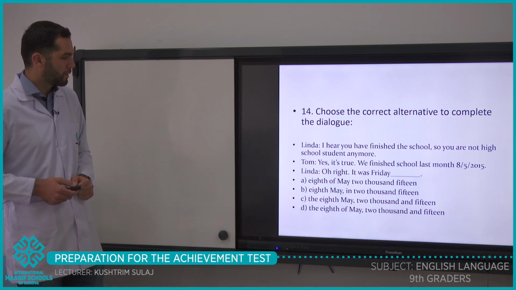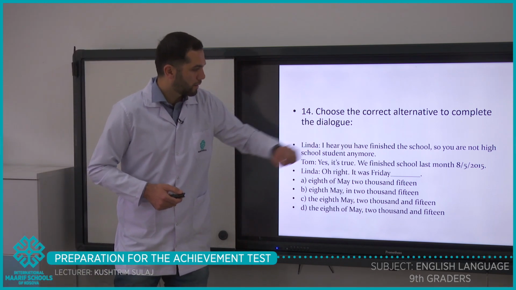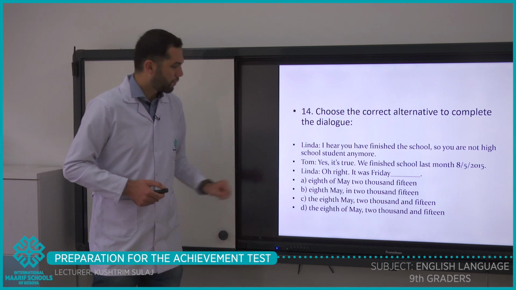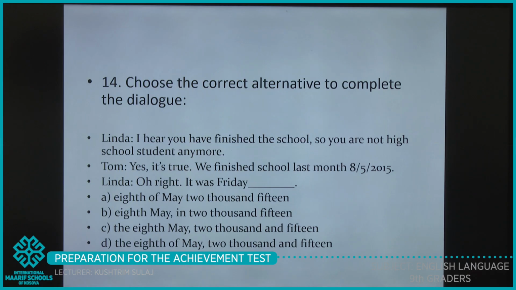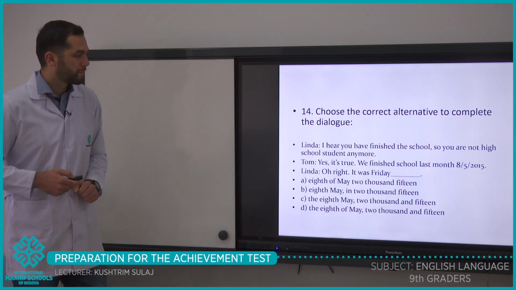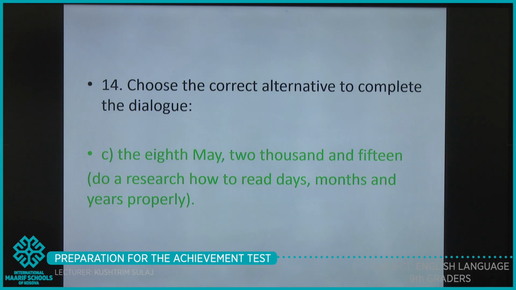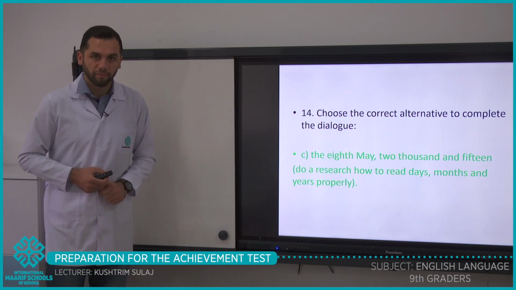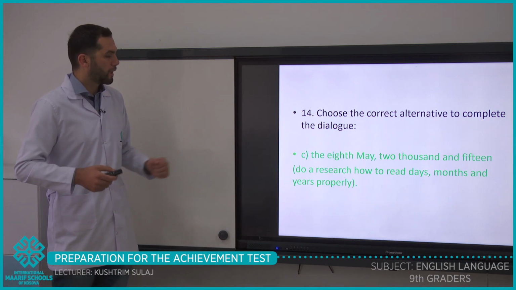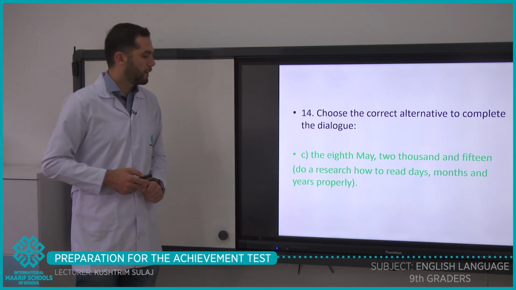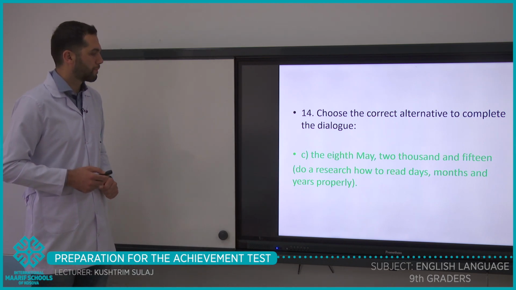Now we have options here. So you can see the date there and options of reading these dates. 8th of May 2015, 8th May in 2015, and then the 8th May 2015, the 8th May 2015. Let's see the right answer. The 8th May 2015 is the right one, because, as I said, we don't have much time to tell and explain all the details about reading the days, weeks, and months.